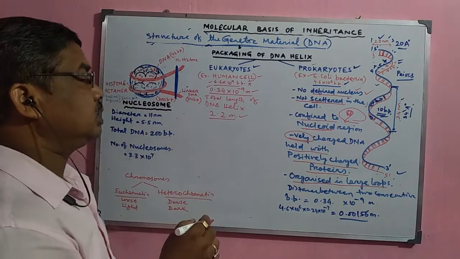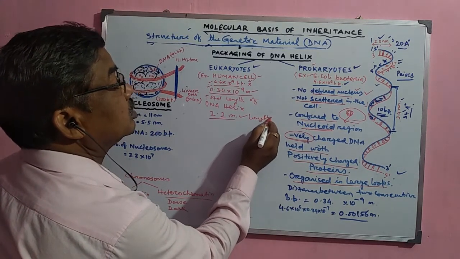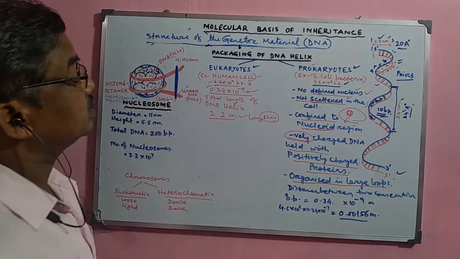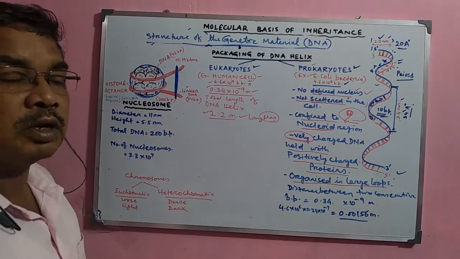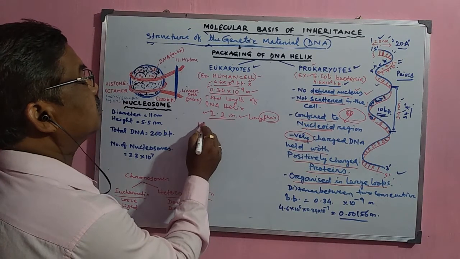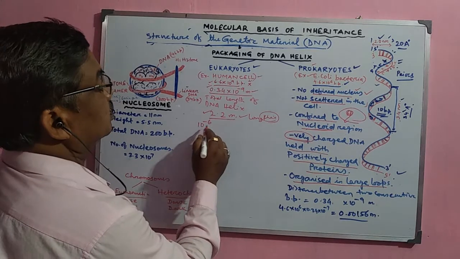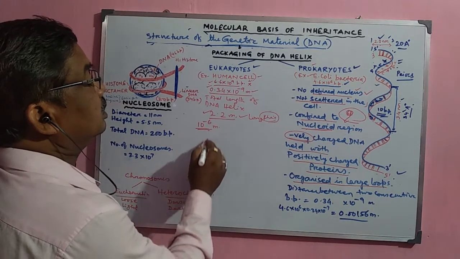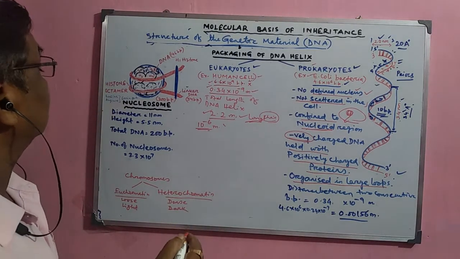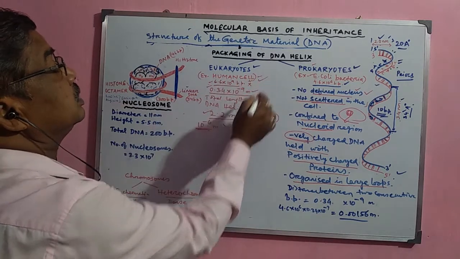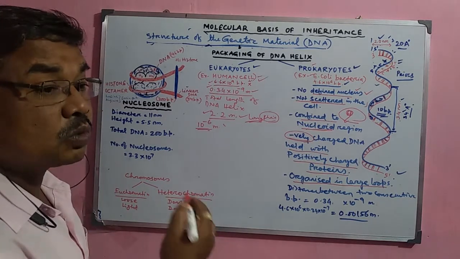And this 2.2 meter is a very long one, and these long chains are normally wrapped inside the nucleus. You will be surprised that it is more than the diameter of the nucleus. The diameter of the nucleus is around 10 to the power minus 6 meter. So that is why it is longer than the diameter of the nucleus. Then how is this DNA helix actually arranged inside the nucleus and stored there?